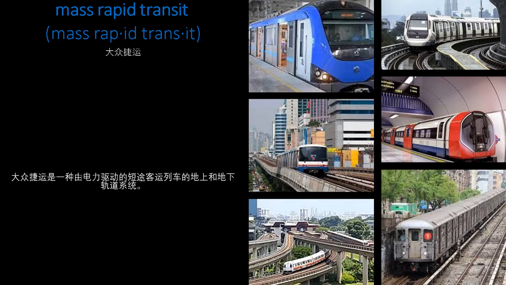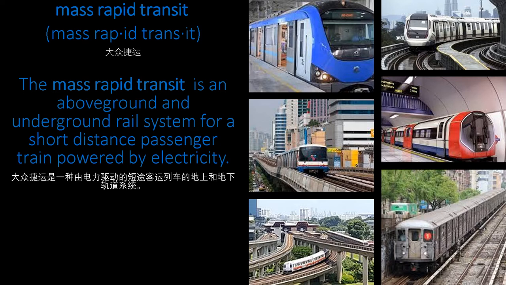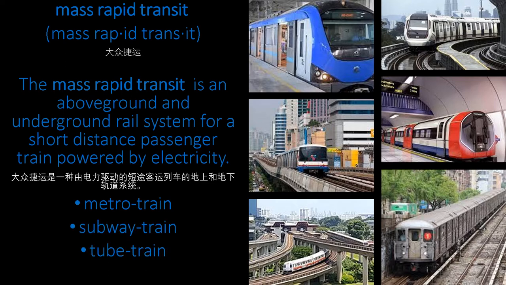Mass rapid transit. The mass rapid transit is an above ground and underground rail system for a short distance passenger train powered by electricity. Examples include metro train, subway train, tube train.